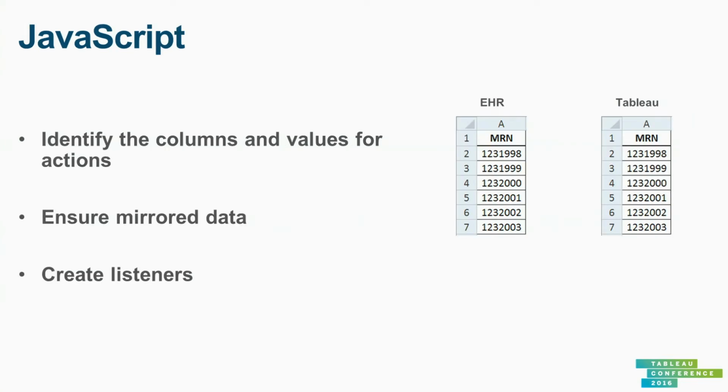From there, with the JavaScript, you have to look at the data first and make sure that you have mirrored data across the board. For us, that means that in the EHR, we have a field that is MRN, or medical record number, and that the values are formatted in the same way that they are in your Tableau workbook. Once you have that, it's honestly pretty straightforward. You create listeners that are looking for basically your column header, and they're also looking for a non-null value in that field. And then you can pass that back in.